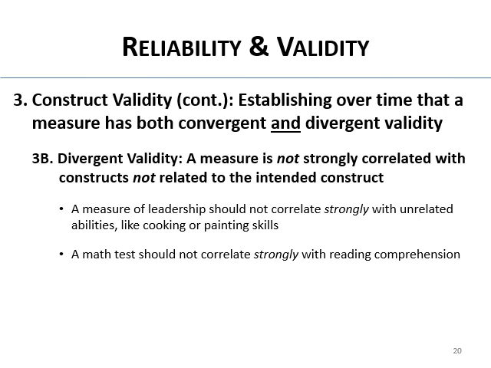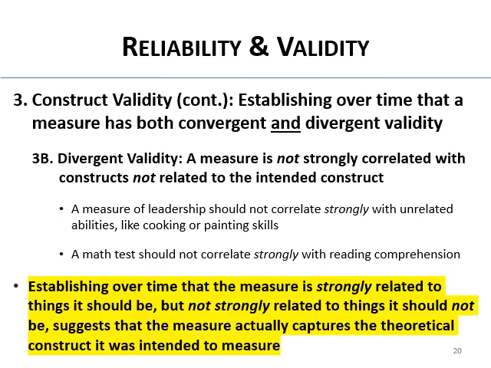Your math test should not be too strongly correlated with reading comprehension. There is general IQ, so there's always some correlation, but in general, people who are great at reading comprehension should not necessarily perform well on your math test. Otherwise, it's measuring something else. It's measuring reading comprehension. So establishing over time that the measure is strongly related to things it should be, but not strongly related to things it should not be, suggests that the measure is actually capturing the theoretical construct it was intended to measure. That is, it has construct validity.